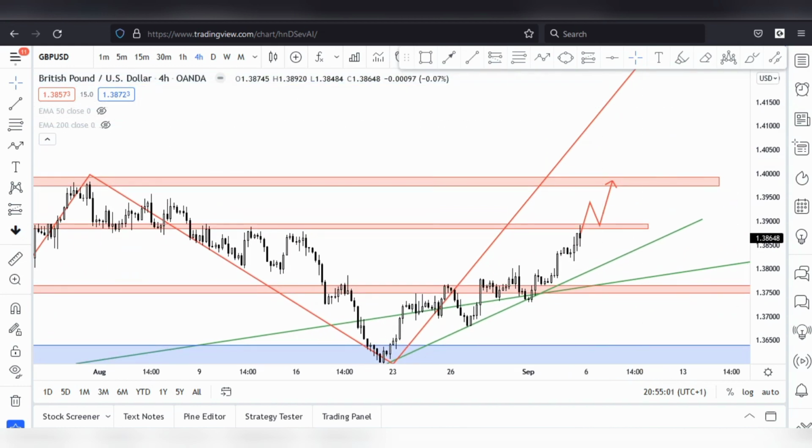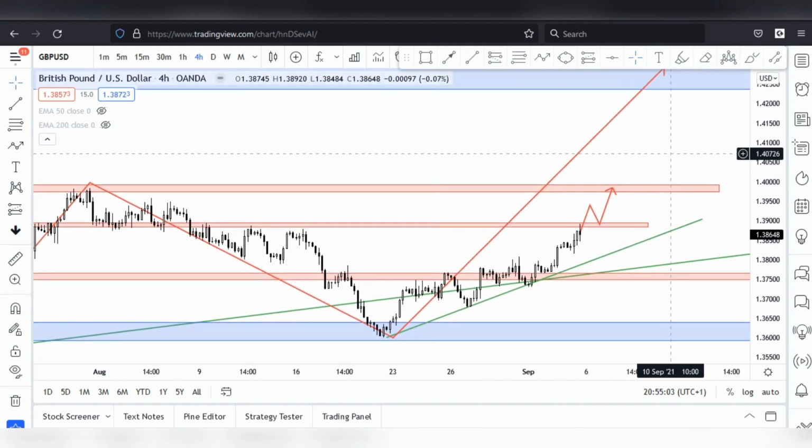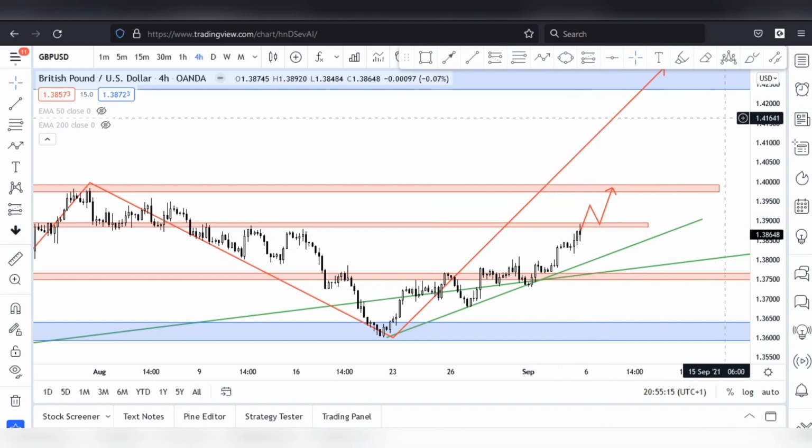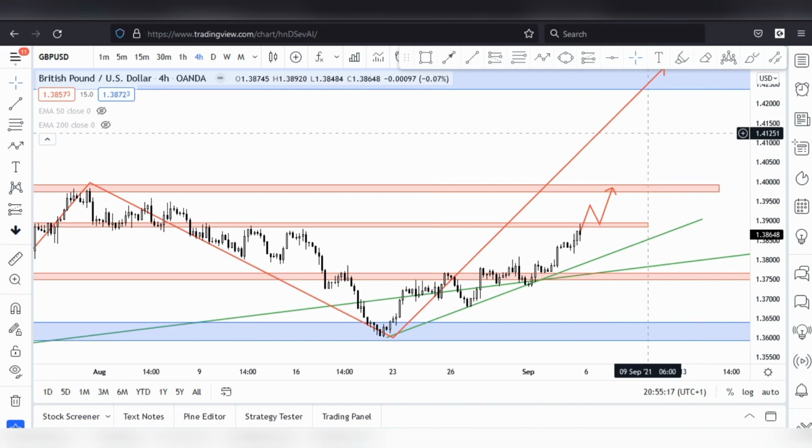I'm bullish on it as well, just like I'm bullish on GBP JPY. And I have shown you the area of importance where we'll be looking for price to react before taking our opportunities to the upside. Okay, so next I'll be talking about Euro USD.